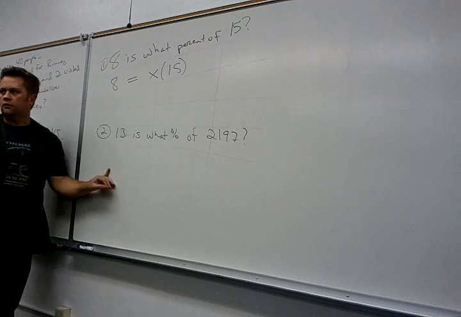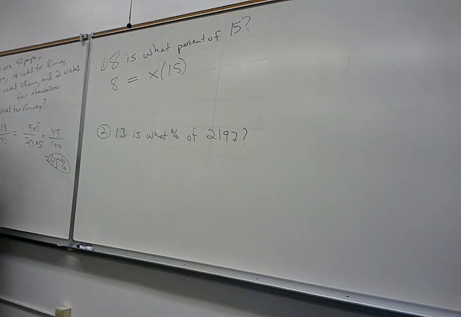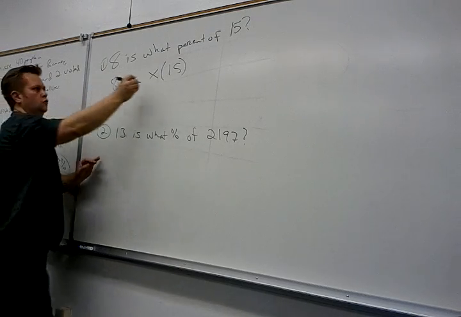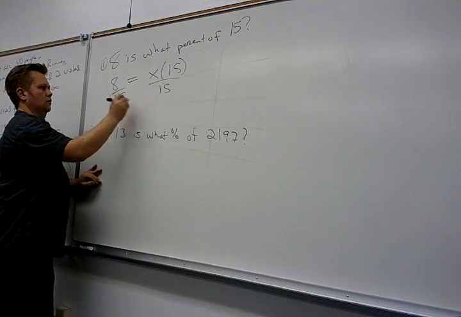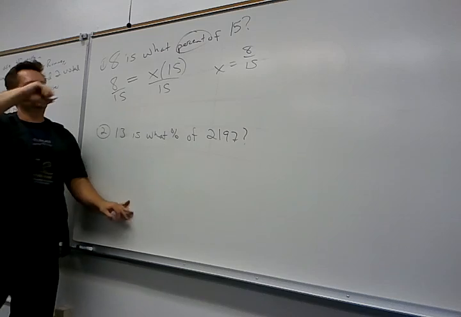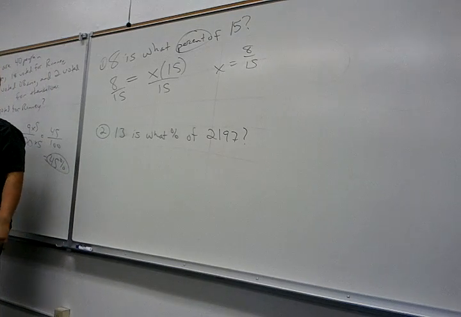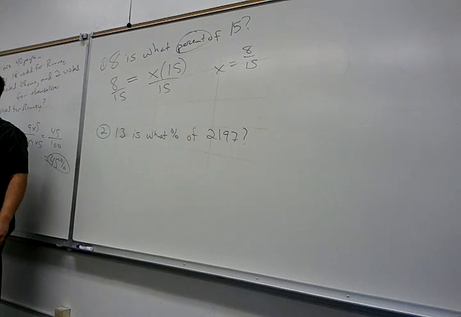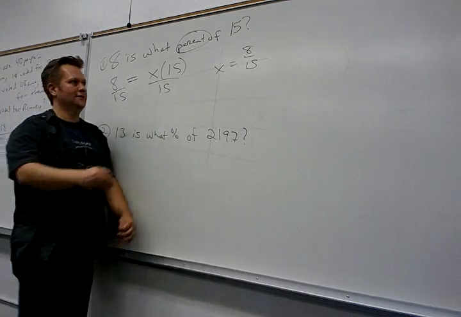And then how do I solve that? How do I get x by itself? Divided by 15. Cool. So how do I make that into a percent? Just do the division, right? Yeah. So what do you get?